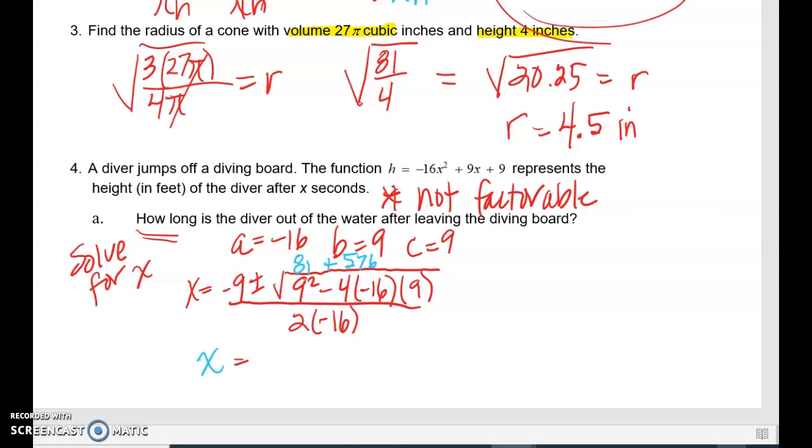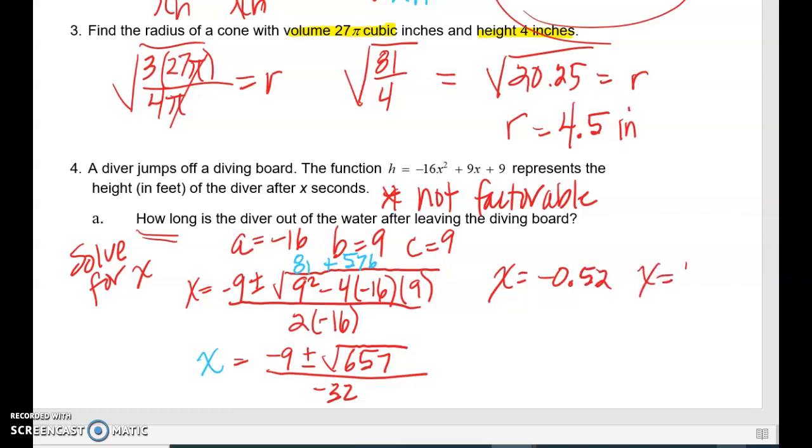So if you add those together, we're going to simplify this. I'm going to go back to my red here. So -9 plus or minus the square root. Then we have 81 plus 576, which is 657. And then 2 times -16 is -32. So plugging that into my graphing calculator, I get two solutions. One is -0.52, and one is x equals 1.08. And those are, of course, rounded to the nearest hundredth.